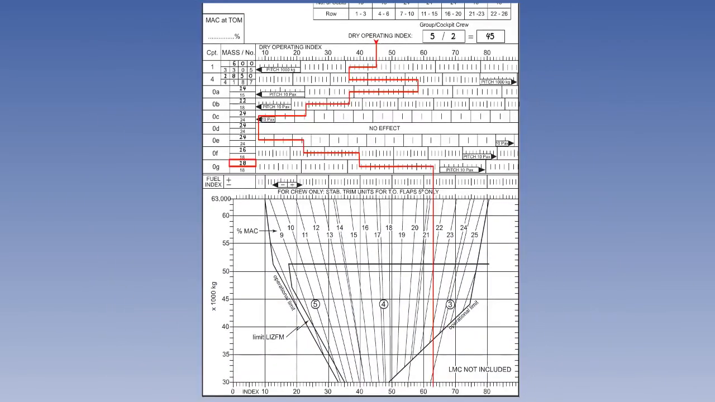The final entry for the passenger load is in box OG. Enter 16 and move right from the vertical line 16 units and drop an extended vertical line through the fuel index line and continue into the centre of gravity envelope. At this point we have established the zero fuel mass index.